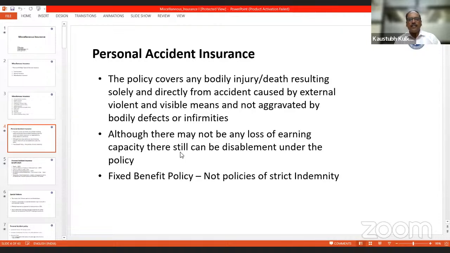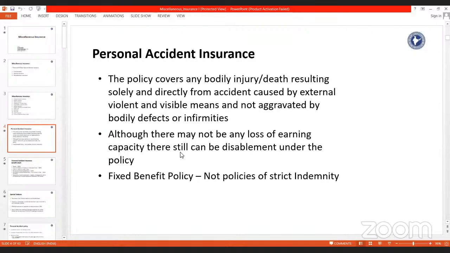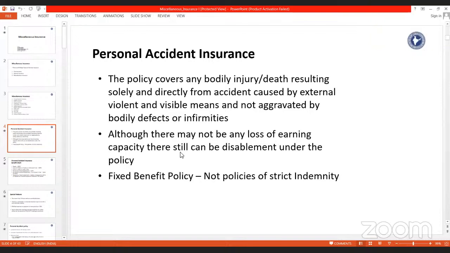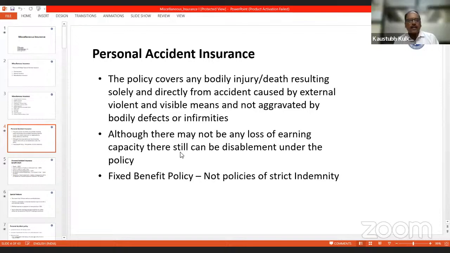So any internal injury, like many customers in your day-to-day working will come to you asking about an illness or sickness, treating it as an accident. Is that covered under a personal accident policy? No. Because what we cover is external, violent and visible means. Whatever accidents occur, resulting in bodily injury or death, should be by external, violent and visible means. Secondly, although there may not be any loss of earning capacity, there can still be disablement under the policy.